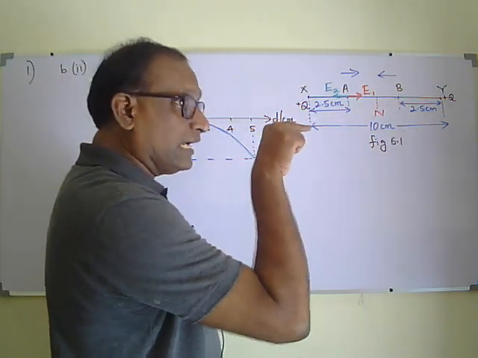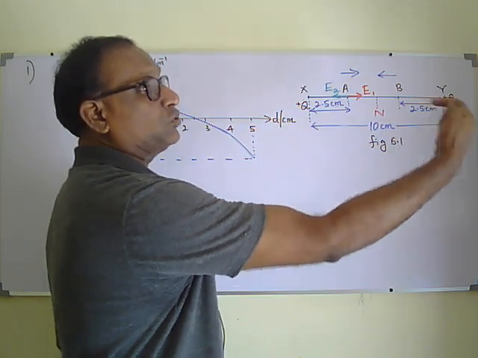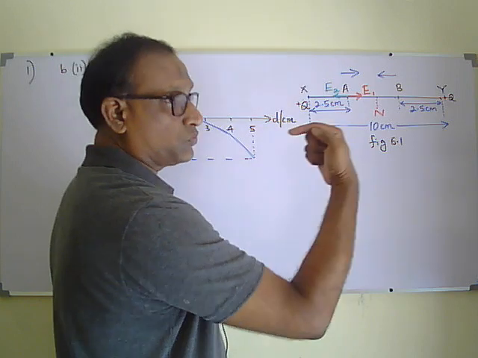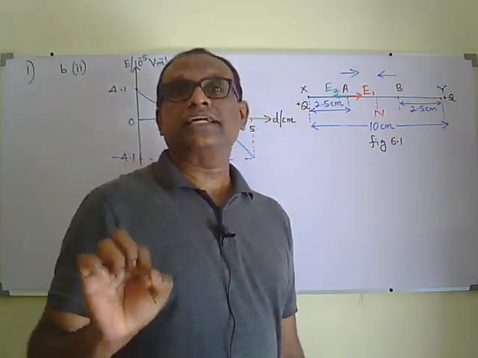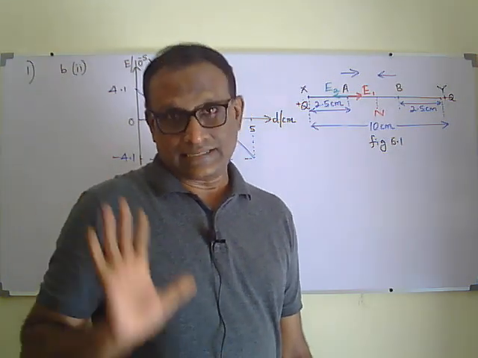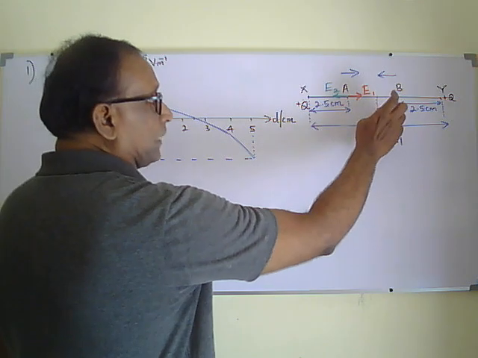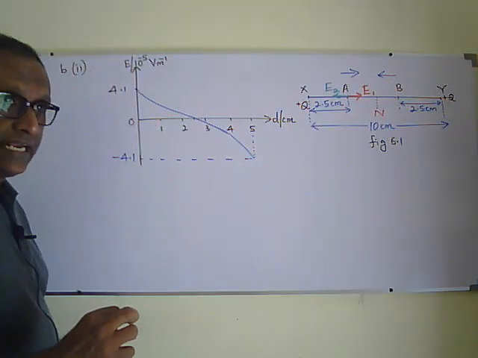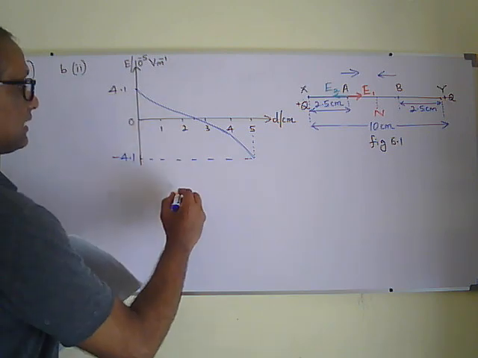But beyond N, until it reaches the point B, it will have velocity towards the right, but acceleration towards the left because the resultant force is towards the left. So whenever a particle has acceleration opposite to the direction of velocity, it will decelerate. Okay, so what's going to happen? From A to the midpoint, it's going to accelerate and the acceleration will decrease. Why? The electric field strength is decreasing.